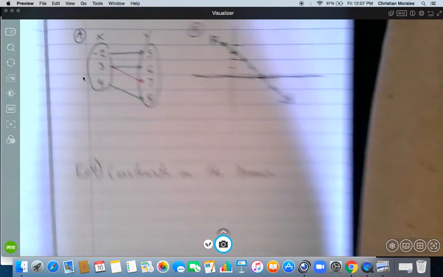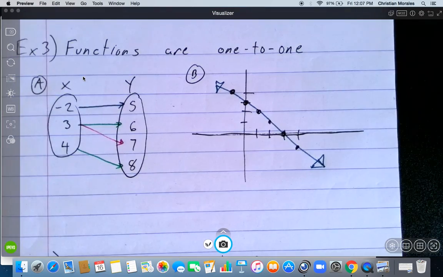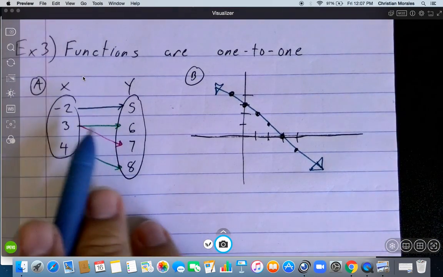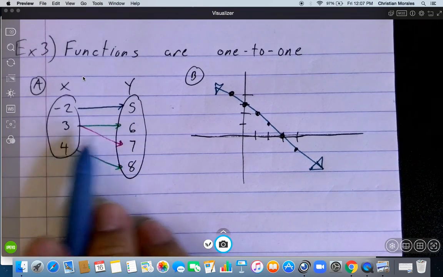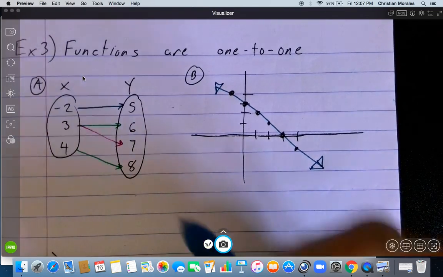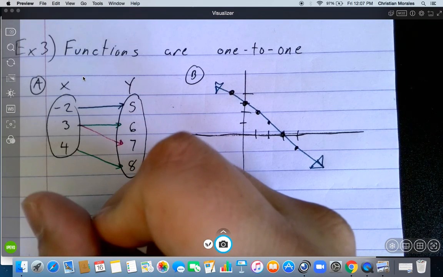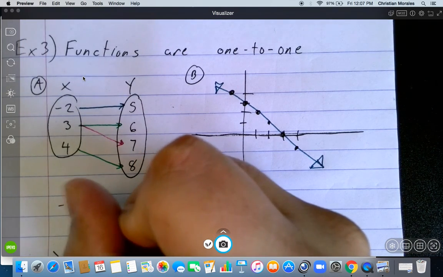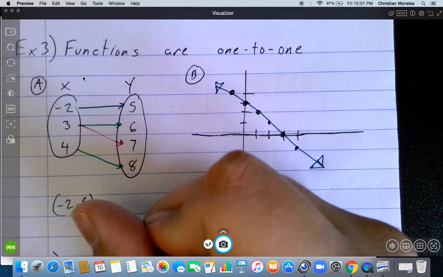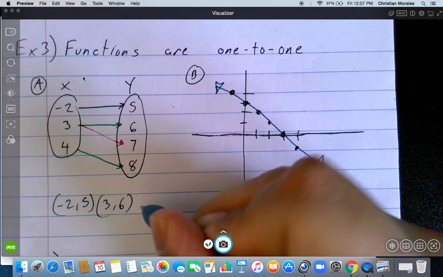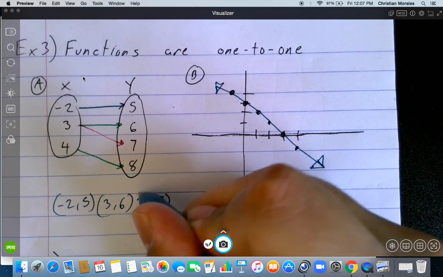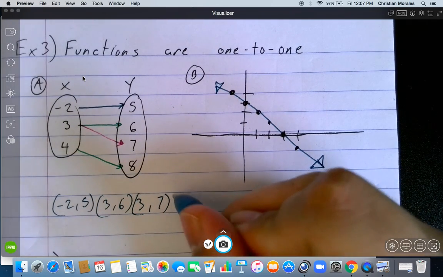All right, example number 3. Functions are 101. So this is a map function. So it kind of shows you what they're connected to. So if I wrote down these points, right? If I wrote down -2, 5, that's 1 point. 3, 6, that's another point. 3, 7, that's another point. And 4, 8, that's another point.